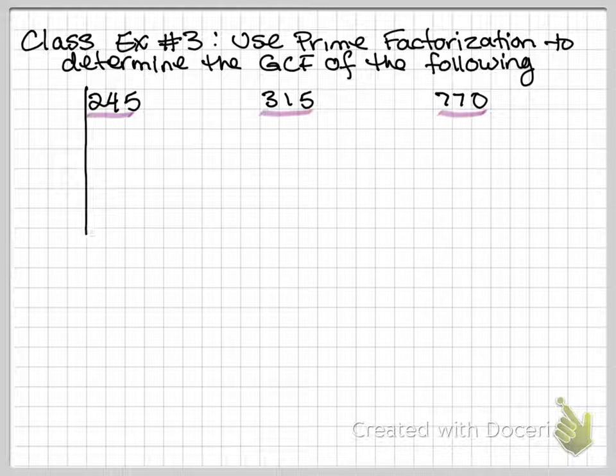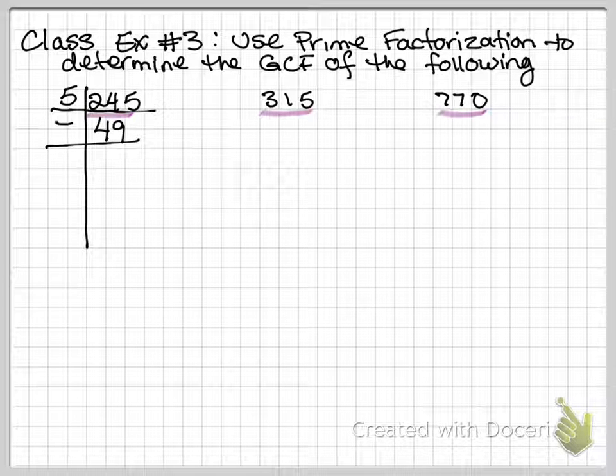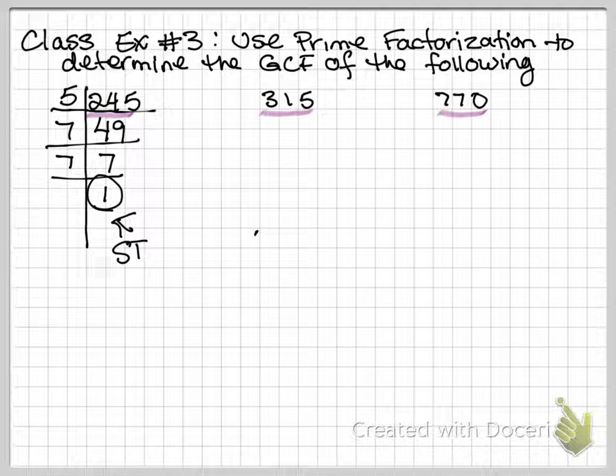So if I draw a division table for each of these, I have 245. 245 has a 5 at the end, so I'm going to take that one and divide it by 5. 245 divided by 5 gives me 49. So now I need to divide that by its lowest possible prime factor. 49 divided by 7 will give me a 7. And then I can also go 7 divided by 7, which would give me a 1. And remember, as soon as we get to a 1 here, that means stop. You don't have to go any further.